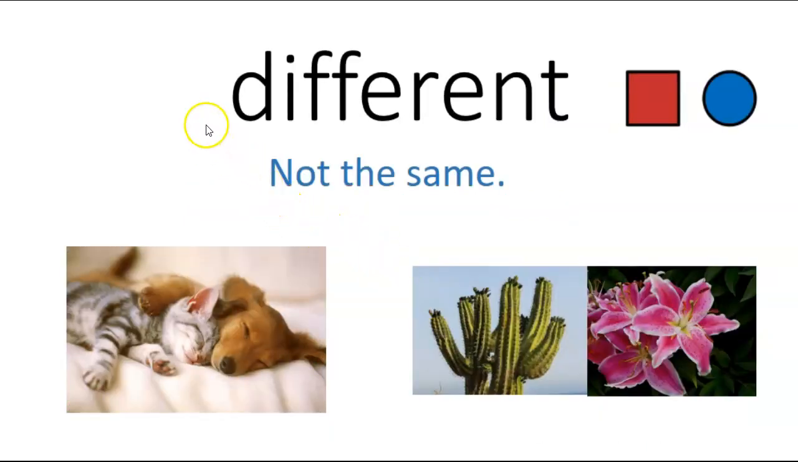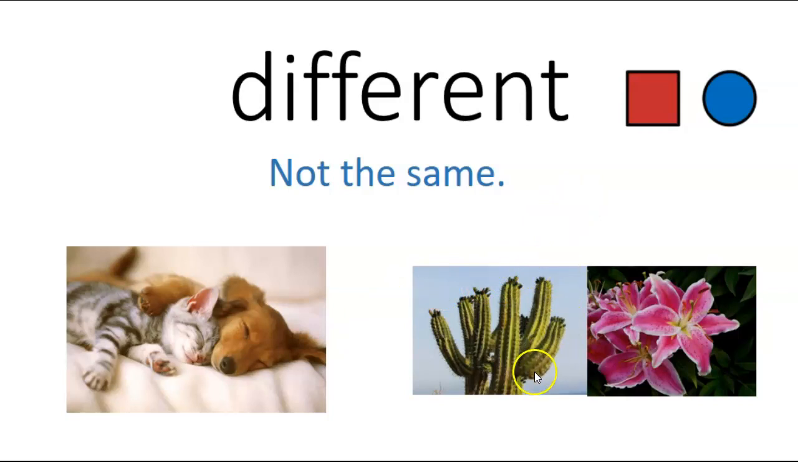Okay, our next vocabulary word is different. See if you can say or write or touch different. Different means not the same. So different is the opposite of alike. Here we have a dog and a cat, and they are different. They're different colors, they're different species, their ears look different, they behave differently.